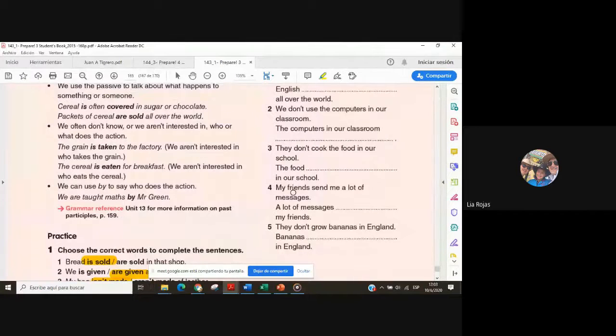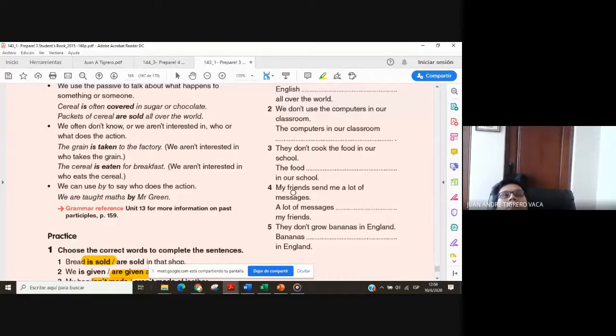The food aren't cooked in our school. It isn't. Yes, Leah, because the food is one thing. If it would say like the dishes or something like that, then you will say aren't cooked. Like the dishes aren't cooked or aren't prepared in our school. But in this case, since the food is just one thing, la comida, you just say the food isn't cooked. With ed, right? Isn't cooked. A nice try. Thank you, Leah.